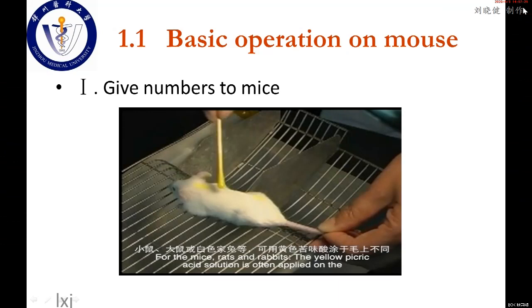Notice, if there are just 2 mice to do the experiment, for the number 2 mouse, it doesn't mean to mark 2 yellow points on the body of the mouse. It just means you apply picric acid on a different local area from the number 1. So this is number 2. Are you clear?